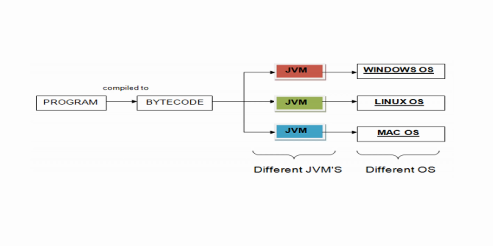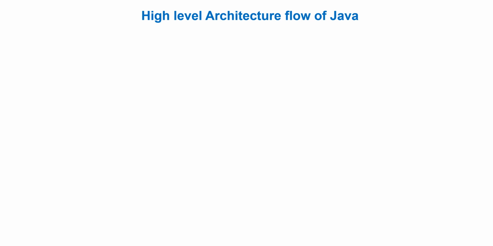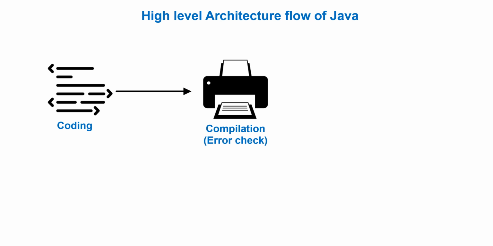That's why we call the bytecode a magical code, and we say Java is platform independent. Let's have a high-level recap on the architecture flow of Java. The first stage of the architecture is coding, as you all know. In that stage, we write a program in a file and save it with a .java extension. Once it is done, the file goes for compilation, in order to check whether the syntax is followed properly or not.